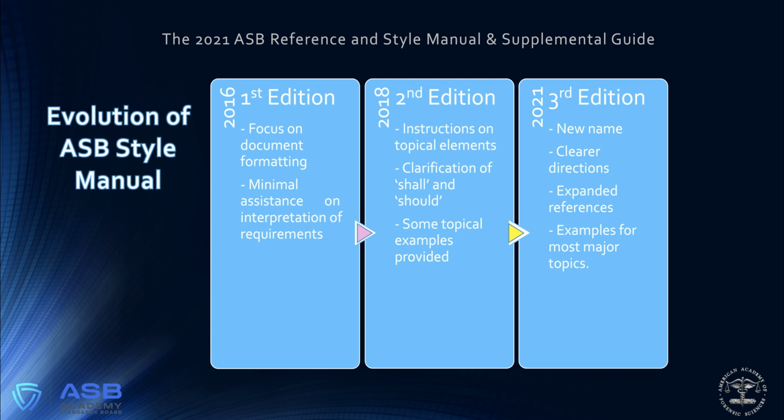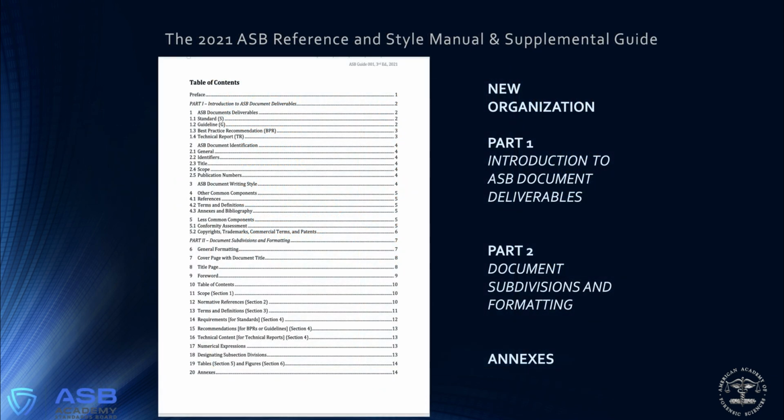That said, we as staff are always ready to hear your comments and questions and help in any way that we can. The 2021 manual has three main divisions as shown. Part 1 focuses on the types of documents available. This is where you'll find a description of the new guideline deliverable, as well as clearer explanation of standard, best practice recommendations, and technical report. Part 1 also includes common and less common components of documents.